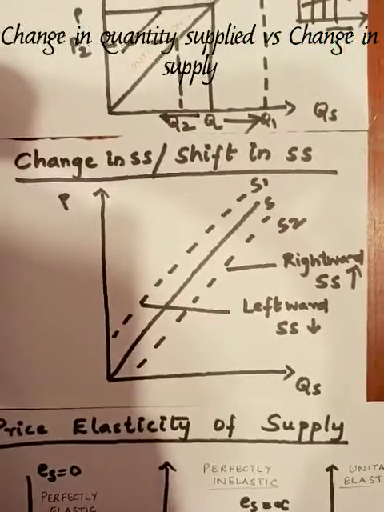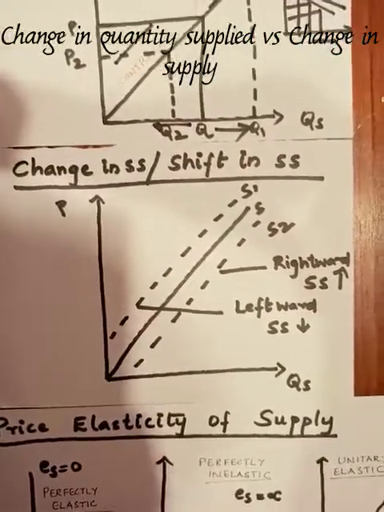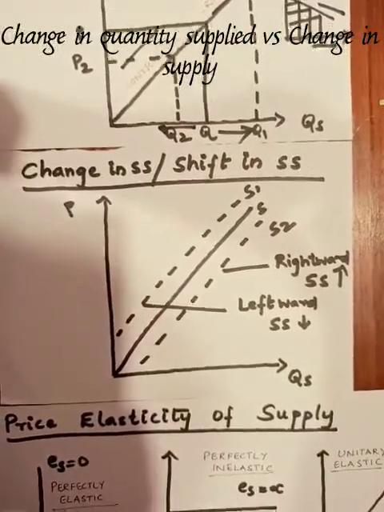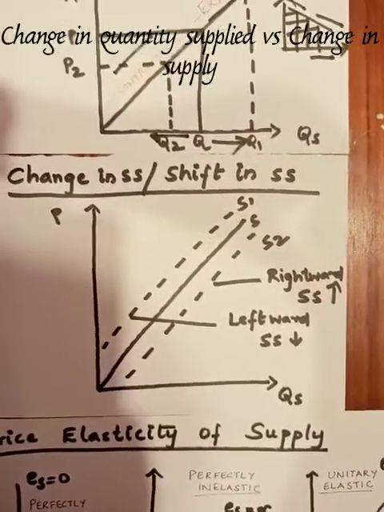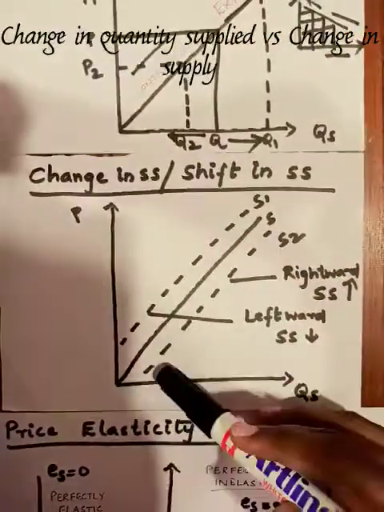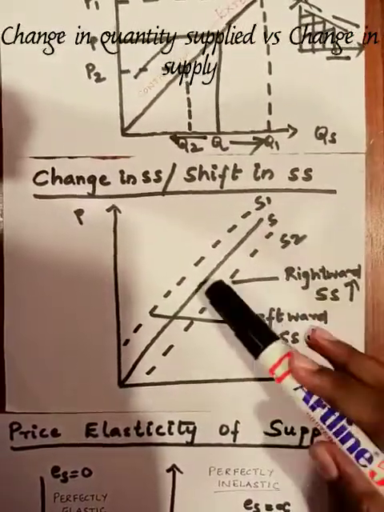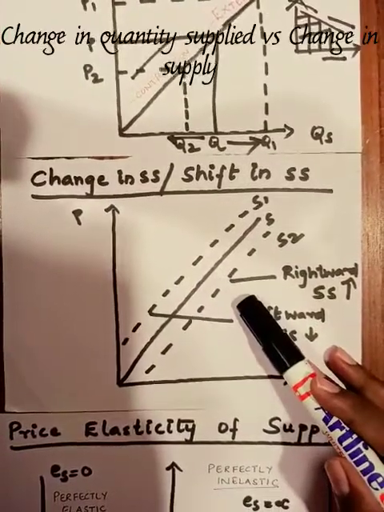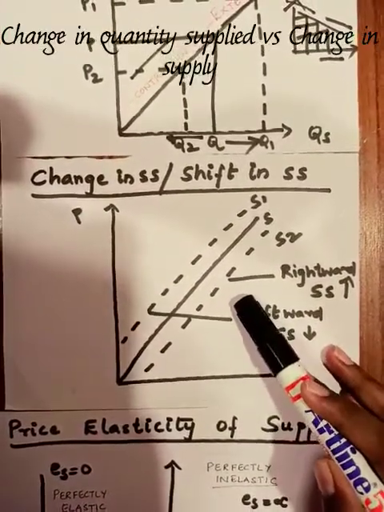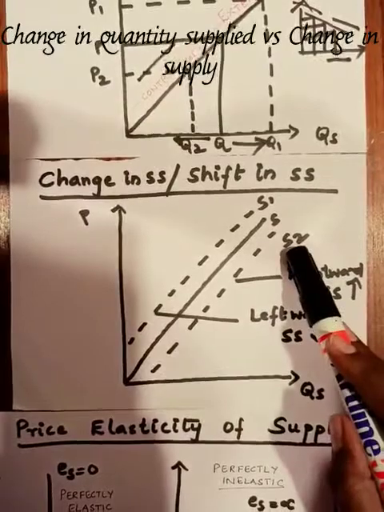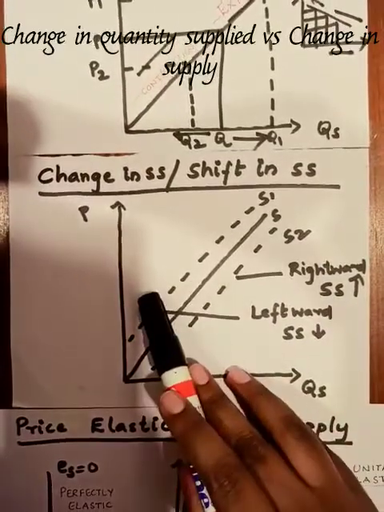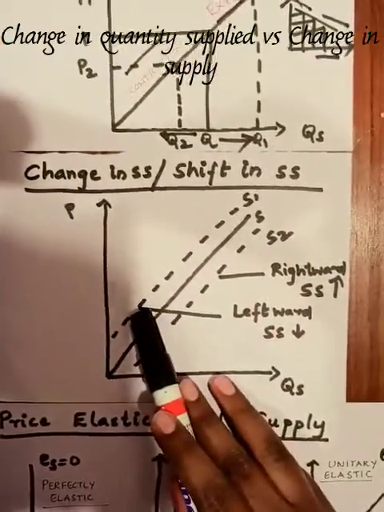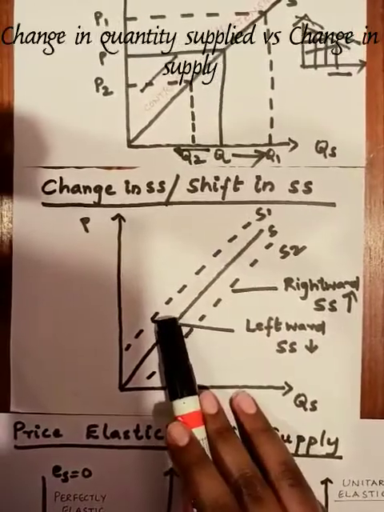Now we have to move on to change in supply, or shift in supply curve. And now whatever we had held constant, that will change. All the factors affecting the supply will start to change. So here, the initial supply curve is S, and the rightward shift of the supply curve, that is the increase in supply, is shown by the rightward shift, that is S2, and the decrease in supply is shown by S1, that is the leftward shift.